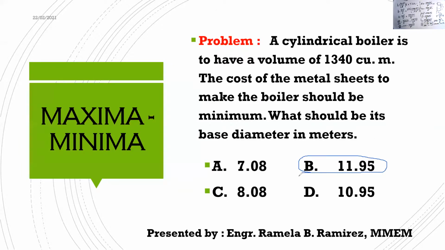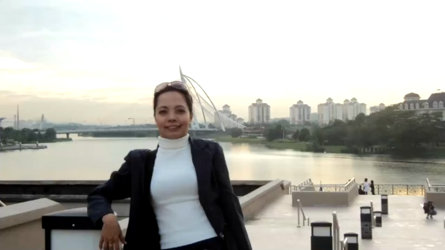So we have here the answer, 11.95 meters. So for this particular problem of a cylindrical boiler having a volume of 1,340 cubic meter, the cost of the metal sheets should be minimum, and we have to determine the base diameter in meters. And that's it for the first problem that we have for maxima and minima.